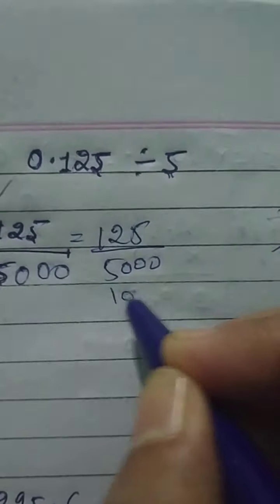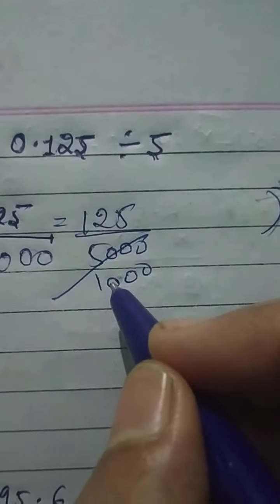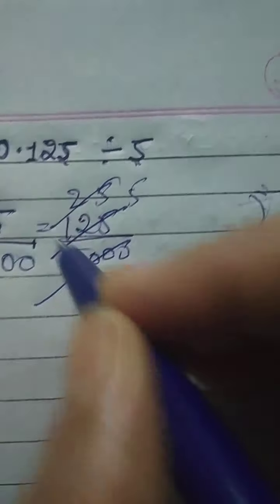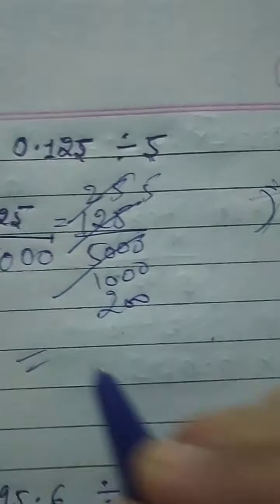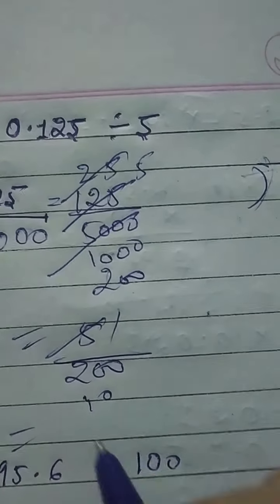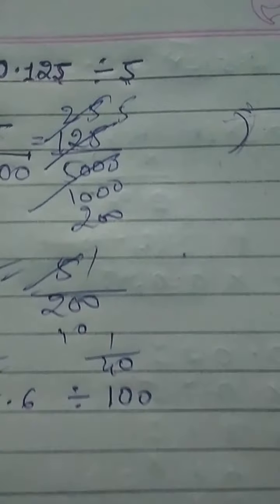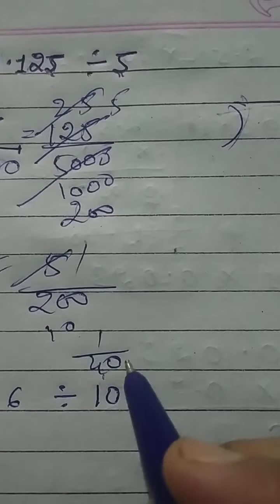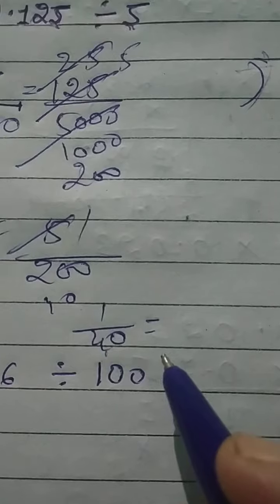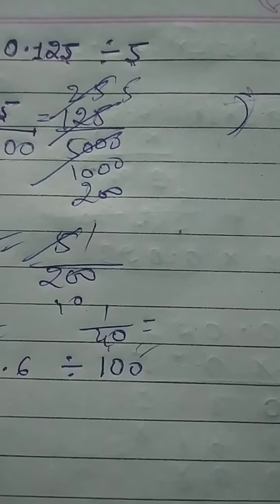You can cancel it by the table of 5. 5 1s are 5, 5 2s are 10, 5 5s are 25. Again 5 5s are 25, 5 2s are 10. Okay, we have got 5 by 200. Again 5 1s are 5, 5 4s are 20. So 1 by 40. If you want to write it in decimal form, you can write 1 by 40 as a decimal, or you can leave it like this also.